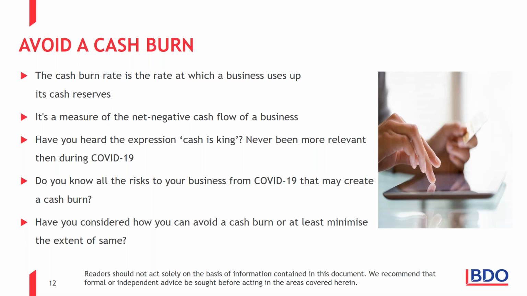The net cash burn rate is calculated by dividing your cash balance by your monthly net income. So for example, if you've got 100 grand in the bank and your monthly net cash flow is negative $10,000 per month, then you have 10 months until you run out of cash essentially.